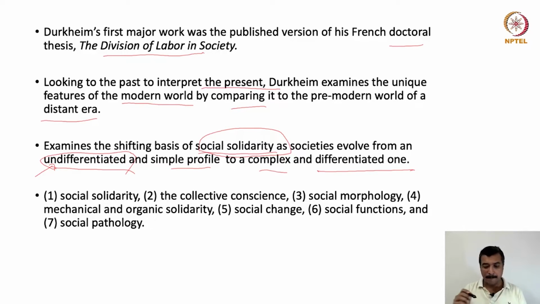He brings in a number of important concepts which we will discuss one by one in this class. He talks about social solidarity, about collective conscience. I have used this term collective conscience here, but I also used the term collective consciousness in the previous class when we discussed The Rules of Sociological Method, and these two terms are used interchangeably. The collective conscience, social morphology, mechanical and organic solidarity, social change, social functions, and social pathology. These are the major themes that he discusses in this particular work.